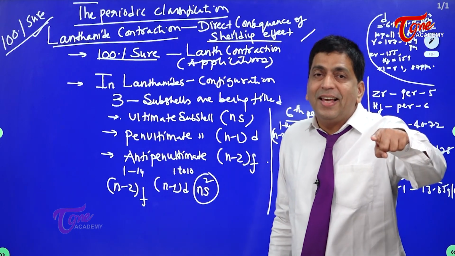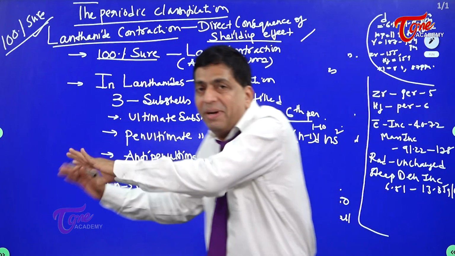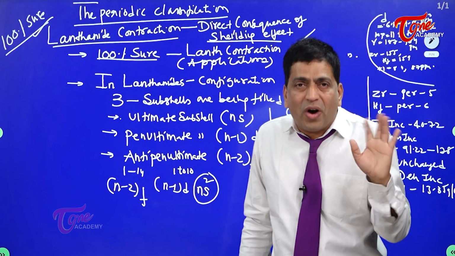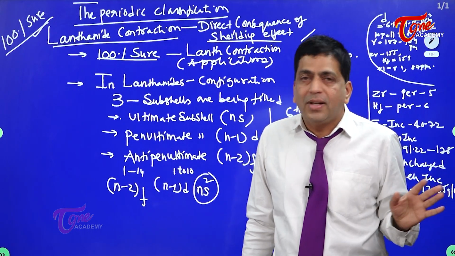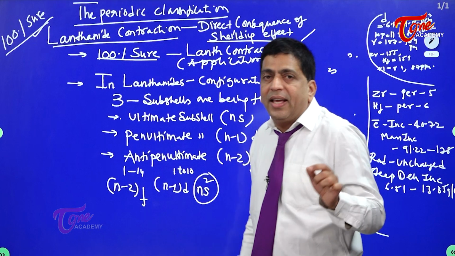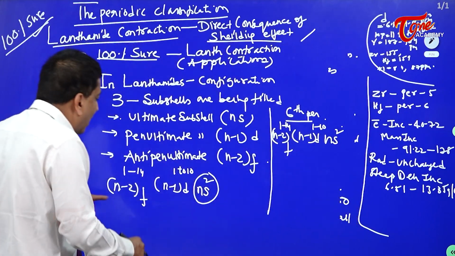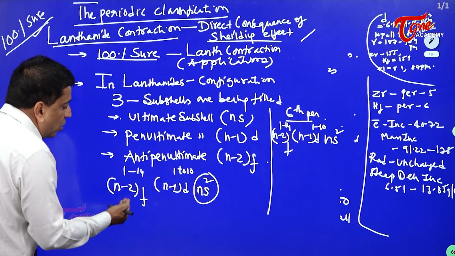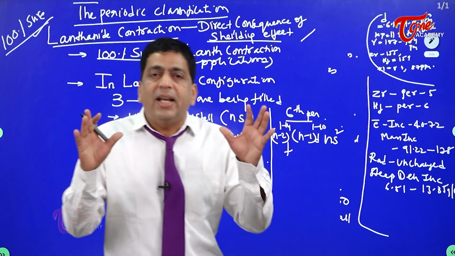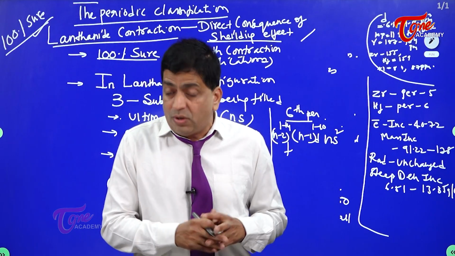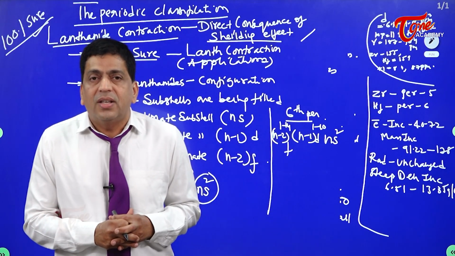Watch carefully here. This NS is basically the 6th period S block element, 6S1 and 6S2. And D block is also filled. You must understand it's N minus 1D, 1 to 10, and N minus 2F. So there are 3 subshells being filled, including the F subshell, you must understand. So that's for lanthanides.